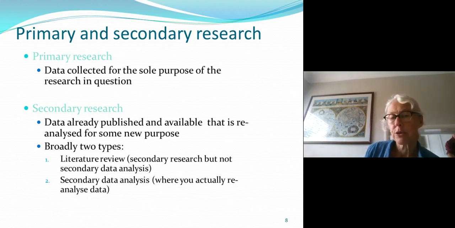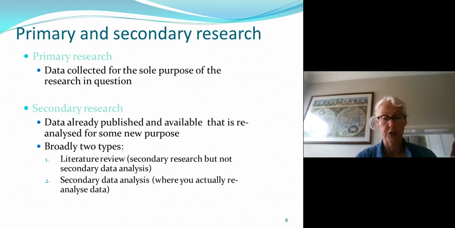On the other hand, we have what's called secondary research. Secondary research is data that's already published. It's out there and it's available, and we can reanalyze it in some way. Now, broadly, this falls into two types. One is a literature review, which you will all do, regardless of whether you're collecting primary data or not. And literature review is technically secondary research. It's not secondary data analysis, it's secondary research. But there is another form, which is secondary data analysis, and this is where actually you find data sets which you can reanalyze for your project.